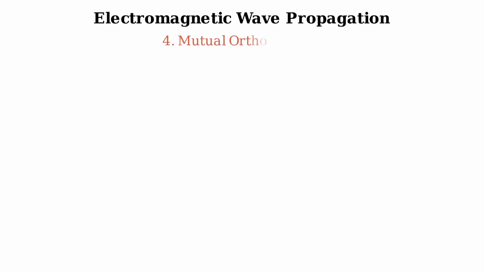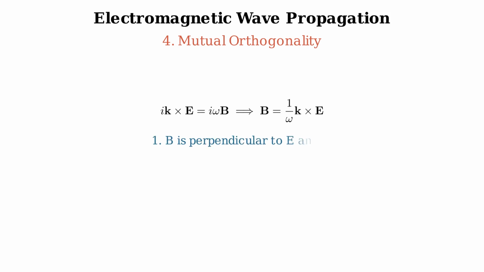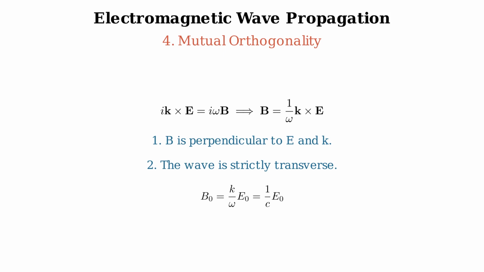What about the magnetic field? We find it using Faraday's law. In a plane wave, spatial derivatives become multiplication by ik, and time derivatives become multiplication by minus iω. Faraday's law then becomes k cross E equals ω B.